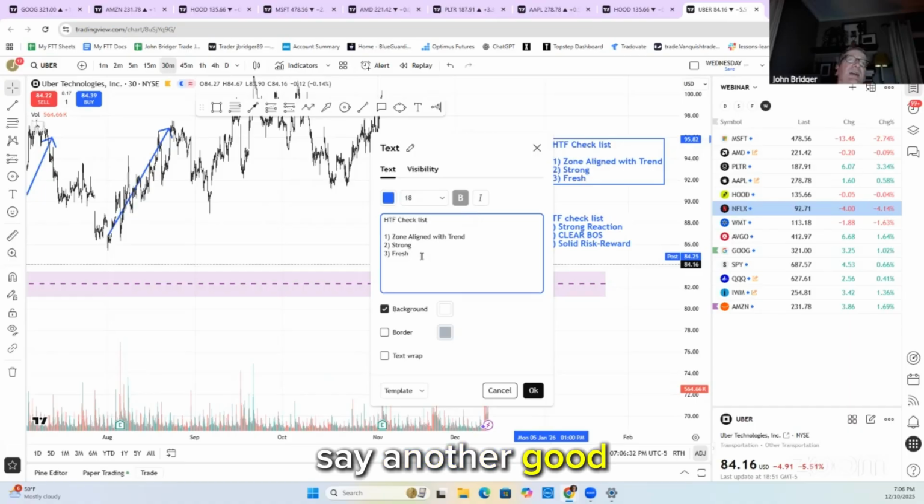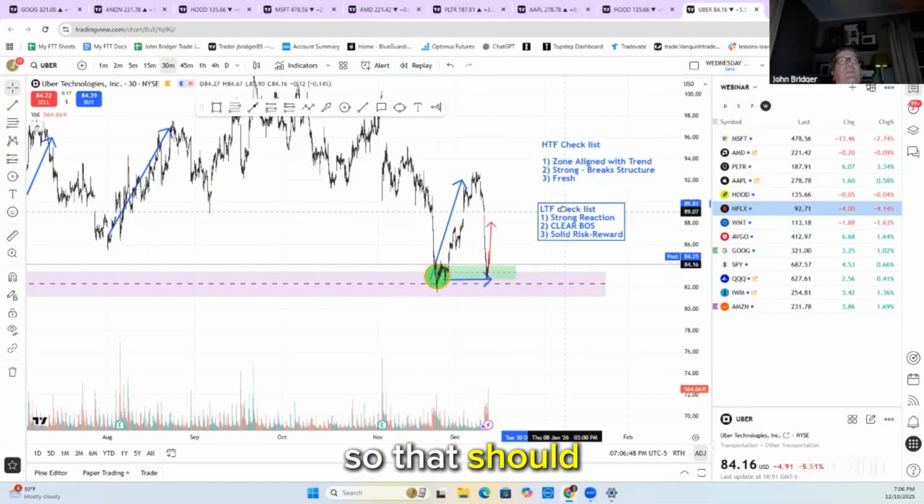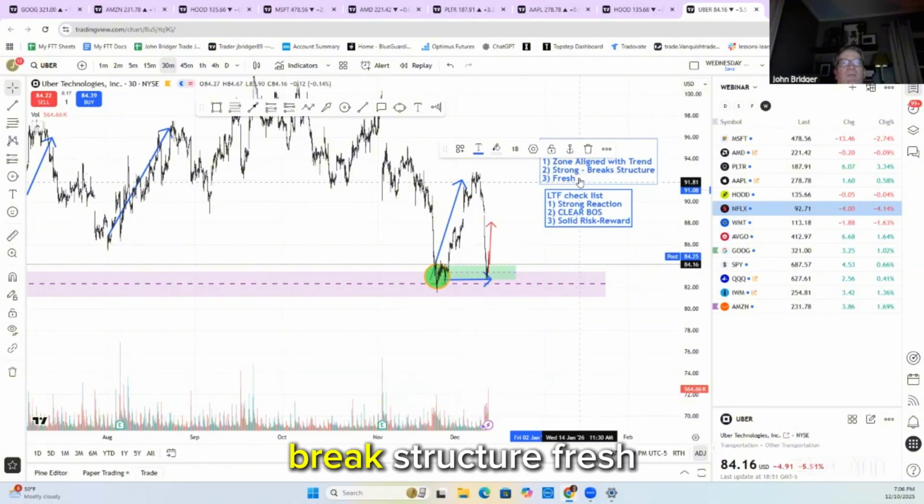And I'd say another good sign of a strong zone is break of structure, right? We saw some trades that broke structure. The zone actually, it was not just a fast move, but it broke structure. So yes, all those things should be on your checklist. To have a zone aligned with the trend. Is it strong, does it break structure, is it fresh?